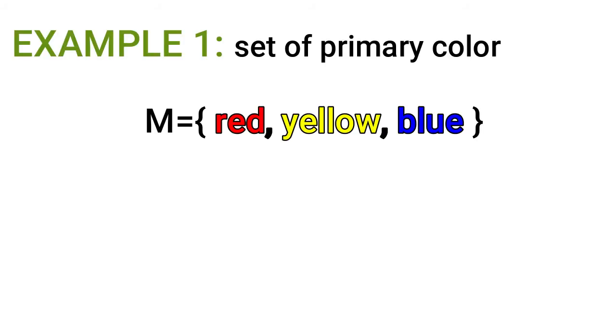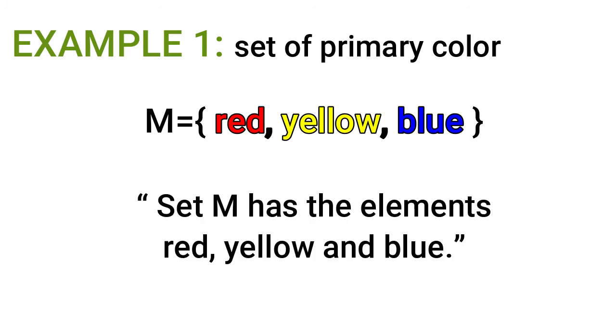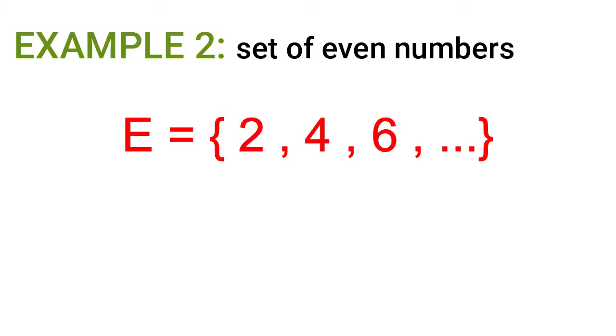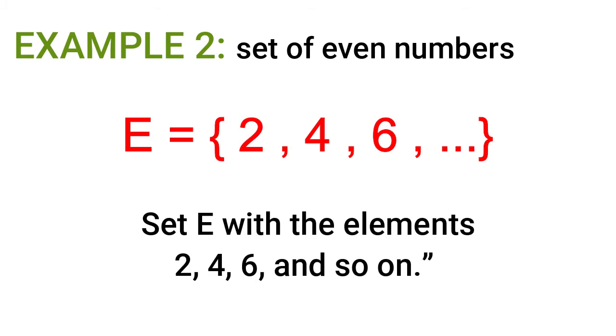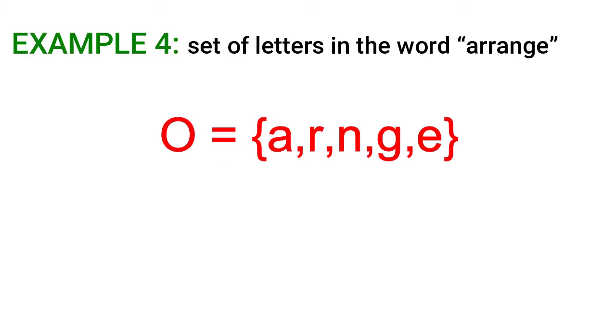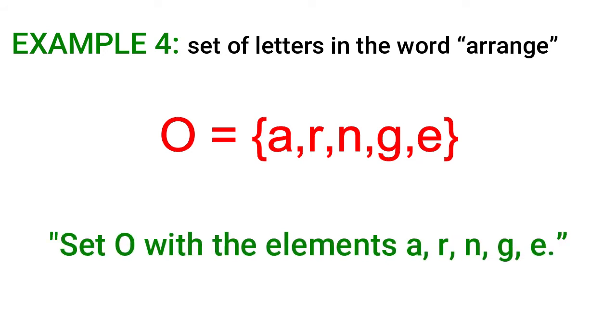Example 1 is a set of primary colors, or we can say set M has the elements red, yellow, and blue. Example 2 is a set of even numbers. Set E with the elements 2, 4, 6, and so on. Example 4 is a set of letters in the word arrange. Set O equals the elements A, R, N, G, E.